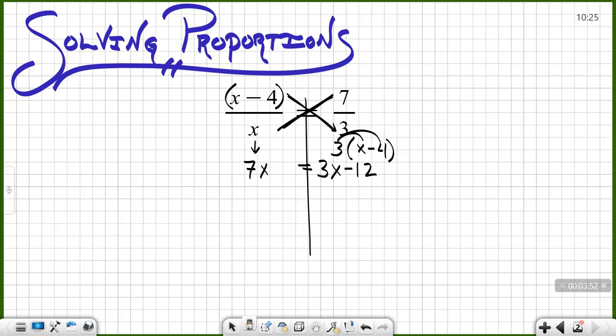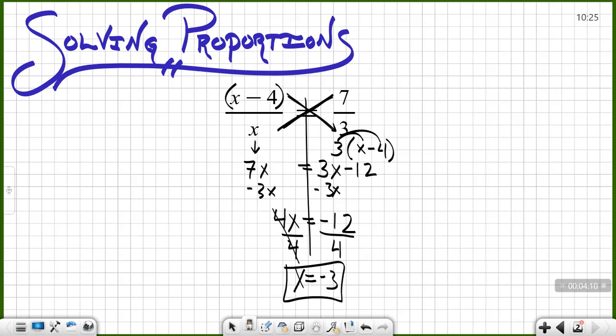Now I have an equation that has x's on both sides, and so I'll start by moving one of my x's to the other side. Subtract 3x from each side, giving me 4x equals negative 12. Don't lose your negative. And then we can divide by 4 on both sides to find out the value of x, which in this case is negative 3. That means that negative 3 is the value of x that will make this proportion true. And I can test that.